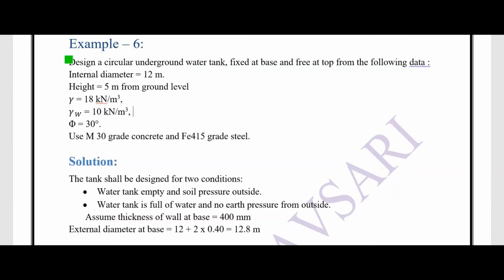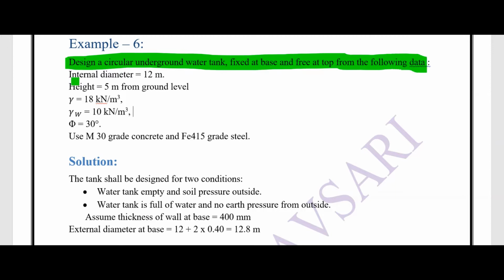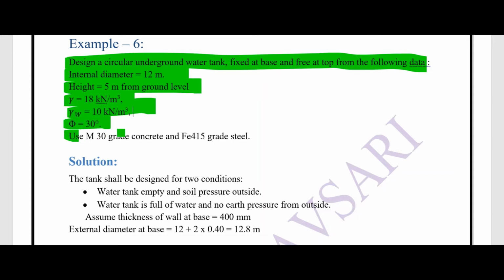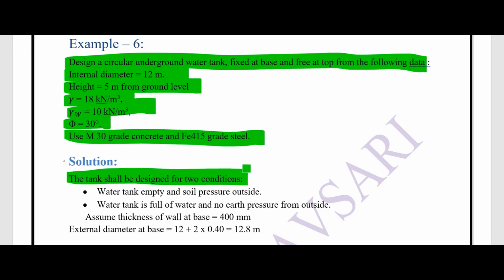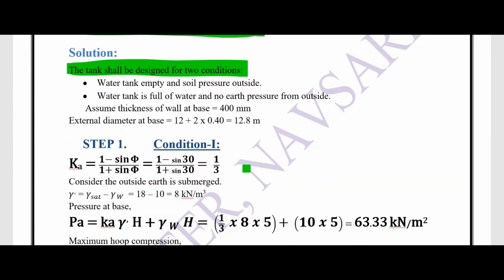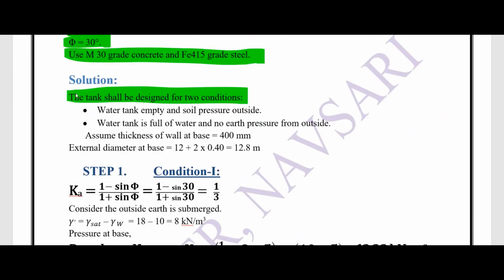Example: design a circular water tank fixed at the base from the following data: internal diameter 12 meter, height 5 meter, gamma 18, gamma W 10 and phi 30, and use M30 grade of concrete and Fe 415 grade of steel. The tank shall be designed for two conditions. First condition, assume the water tank is empty and there is soil pressure outside. And the second condition, the water tank is full of water and there is no earth pressure from outside.